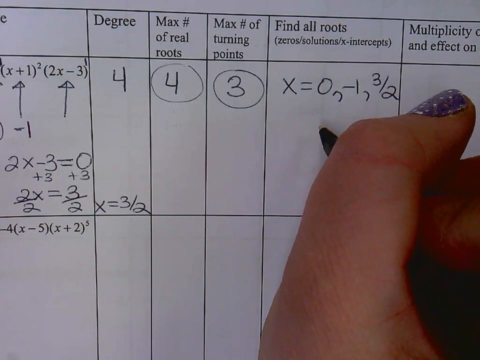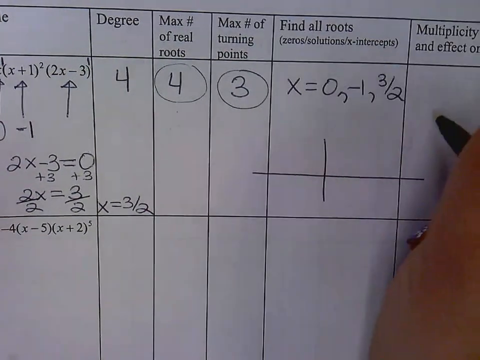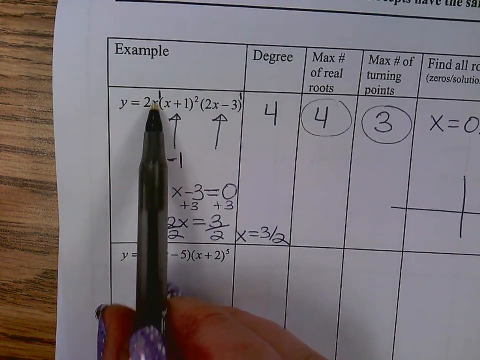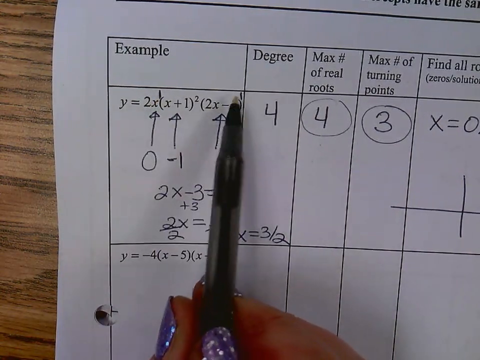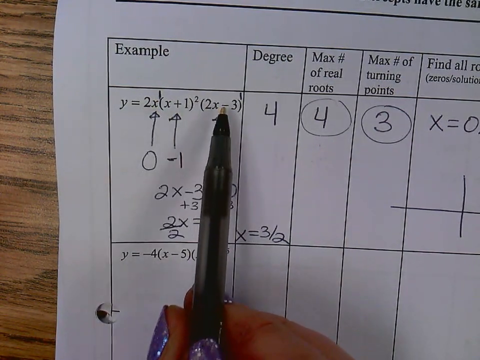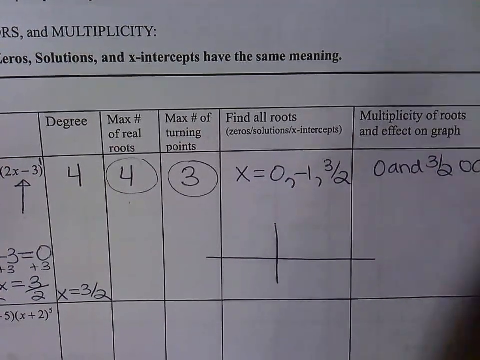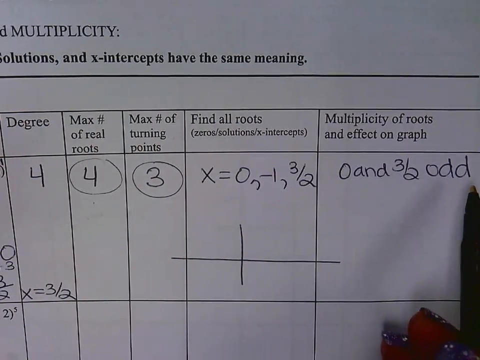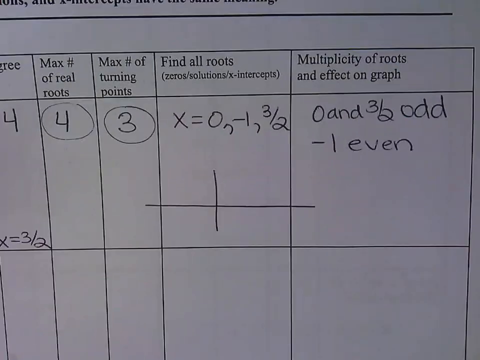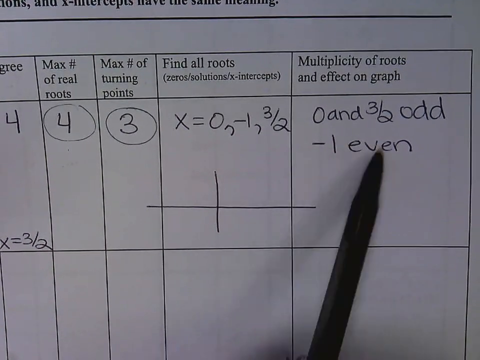I'm going to sketch the graph underneath here, but what's the multiplicity of each one? So let's see. If I go back over here, where were my odd multiplicities? This one had a 1, and this one had a 1. So at 0 and at 3/2, 0 and 3/2 were odd. So I'm going to write 0 and 3/2 were odd. And at -1, I had even multiplicity. So where's it going to bounce off? It's going to bounce off at the -1, right?